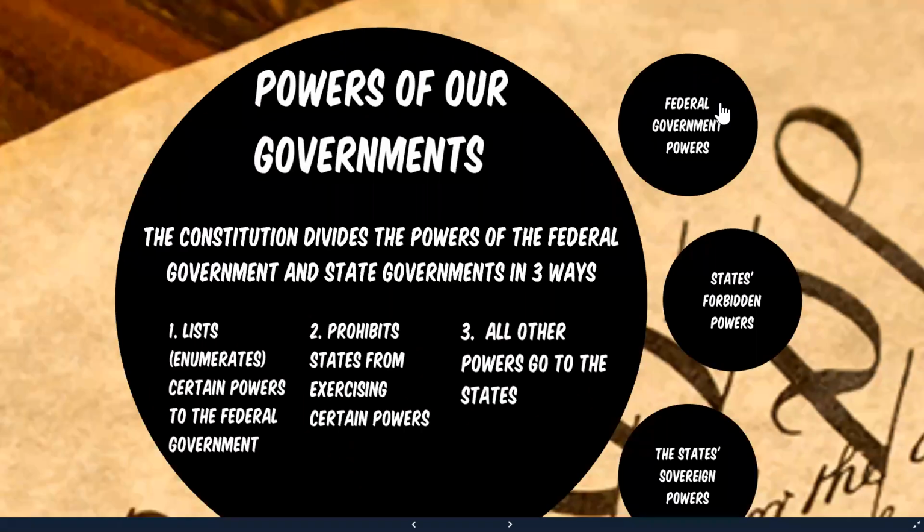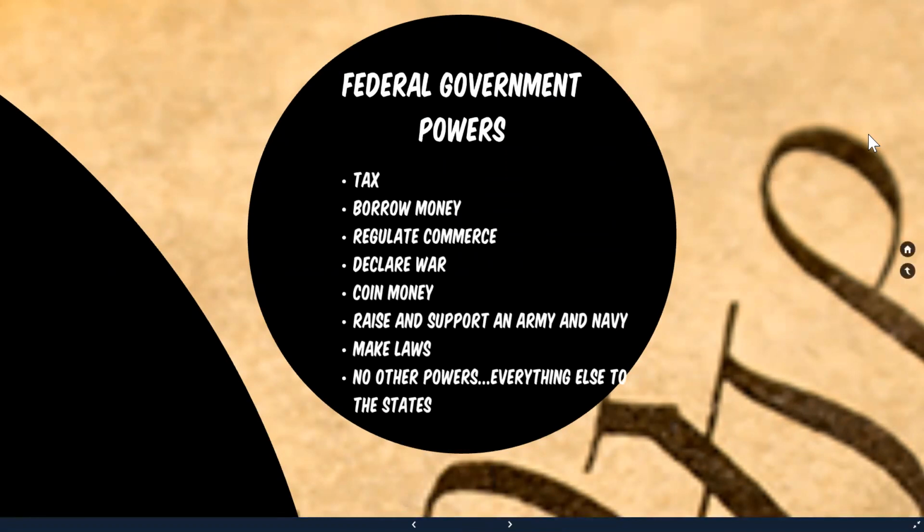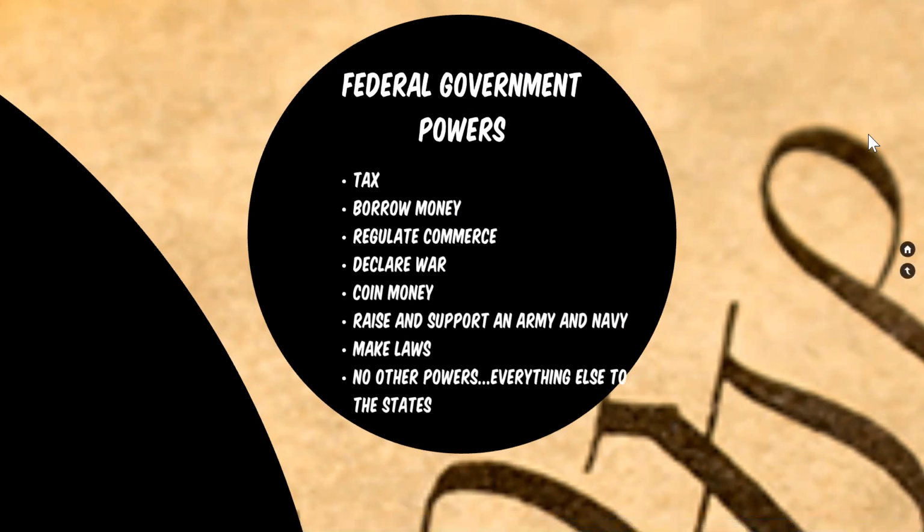So let's look at the federal government powers. The federal government can tax, they can borrow money, they can regulate commerce, they can declare war, they can coin money, raise and support an army and navy, they can make laws, and they have no other powers. Every other power goes to the states. Now you may be saying, you know what, that sounds good, but it doesn't sound too much like what we see today in our government. And unfortunately, it is not.